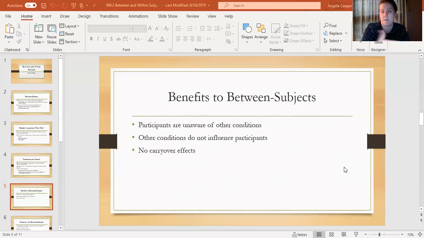So in the same sense of not being aware, those conditions also don't influence the participants. If they're not experiencing both or all of the conditions, depending how many conditions you have, it's not going to influence them. And we'll get into why that's a benefit over within subjects design when we talk about some of the drawbacks of it. And there's no carryover effects. Again, a carryover effect is something that's present in within subjects design. We'll get into those.